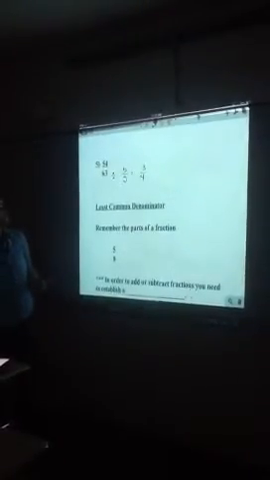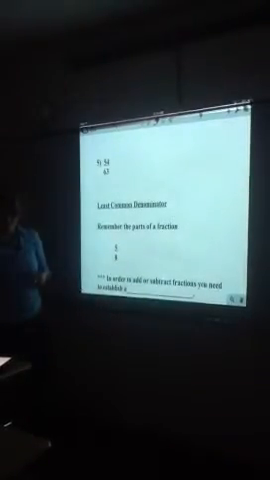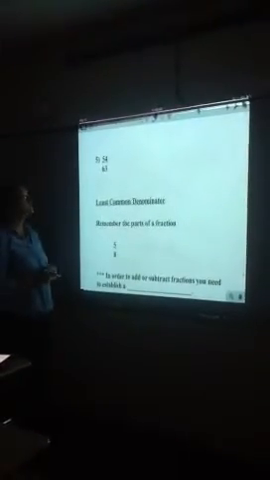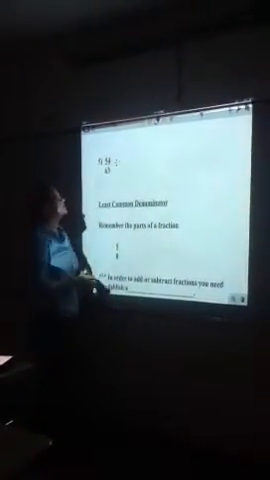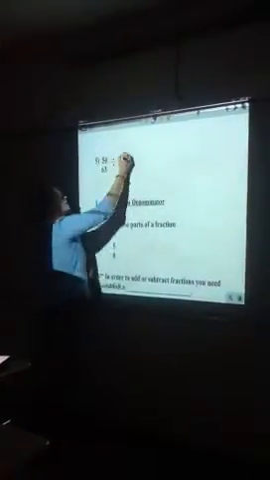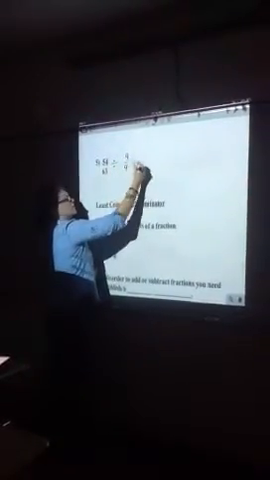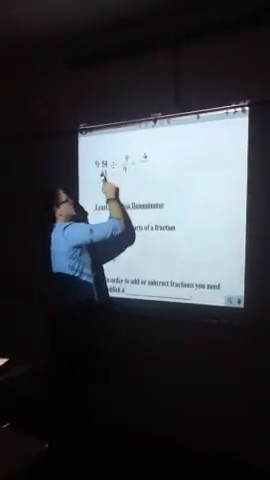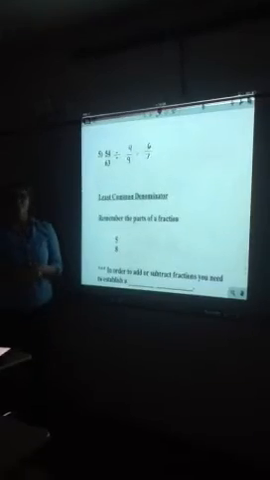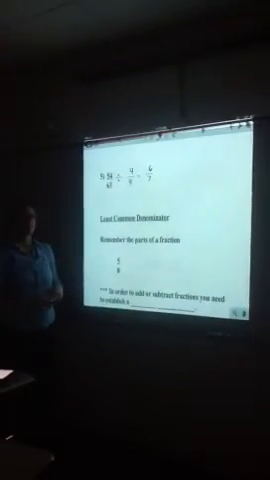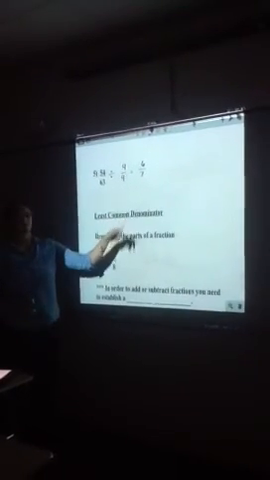Oh, one more example. 54 over 63. Okay, I know that 54 and 63 can both be divided by 9. 54 divided by 9 leaves me with 6, and 63 divided by 9 leaves me with 7. So that is simplifying fractions. Next, we'll work on establishing a least common denominator.